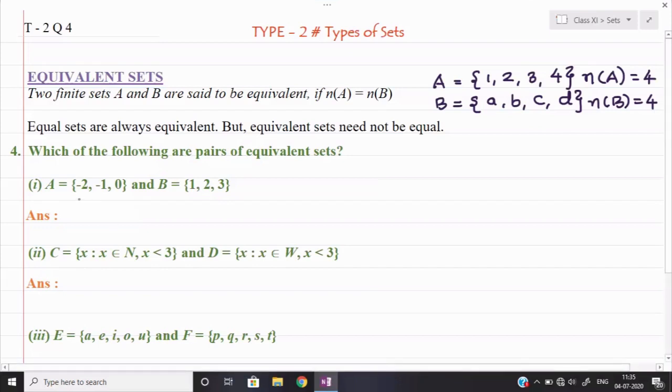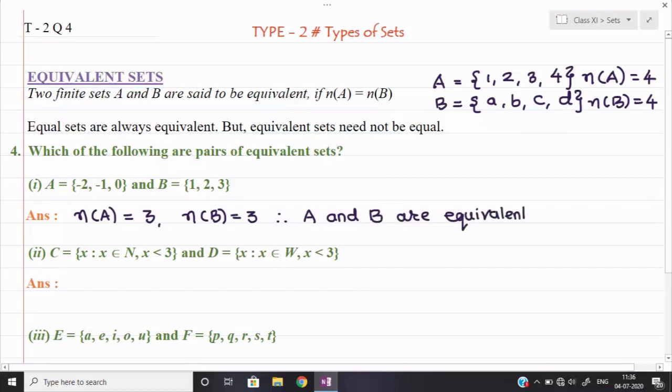In the first part you observe the value of n of A, meaning the number of elements of set A. How many elements are there? 3 elements are there. Similarly, n of B also contains 3 elements. It is clearly mentioned. So we can say that therefore A and B are equivalent sets. Okay, let us see the second one now.